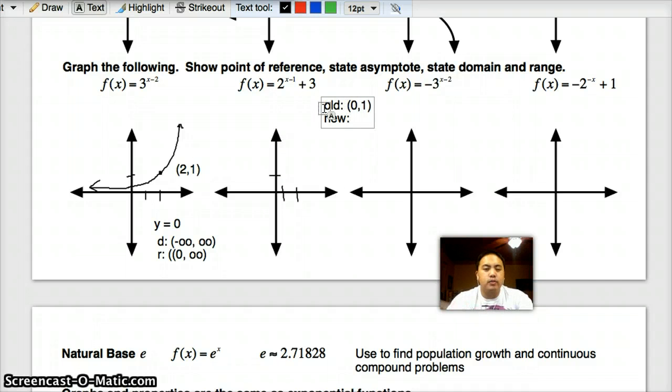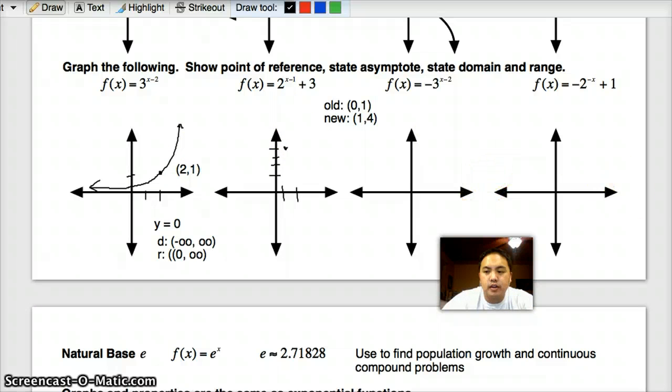Since it says to move to the right 1 and up 3, that means I'm going to go 1, comma 4, because I moved to the right 1 and up 3. So let me draw that. 1, 2, 3, 4. So here's my new reference point.